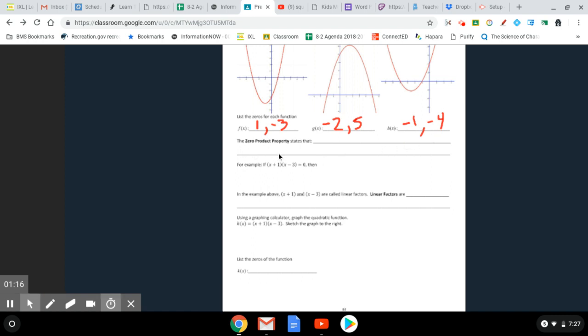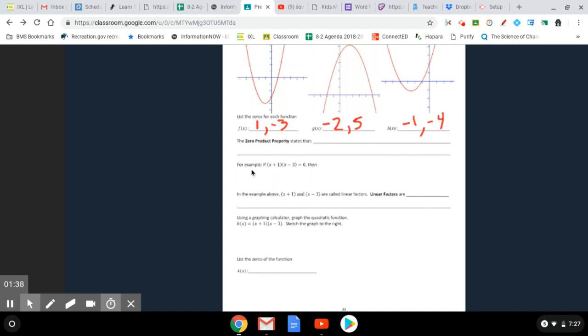Okay. Here, it asks you what the zero product property is. So you can explain that. It basically is just that when you have two or more factors that have a product of 0, that one or more of them have to equal 0 or can equal 0 to make it true.